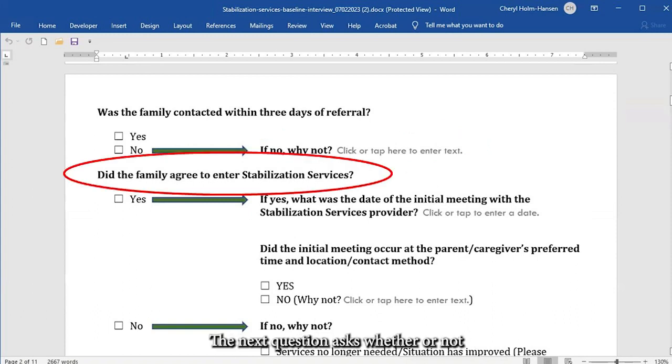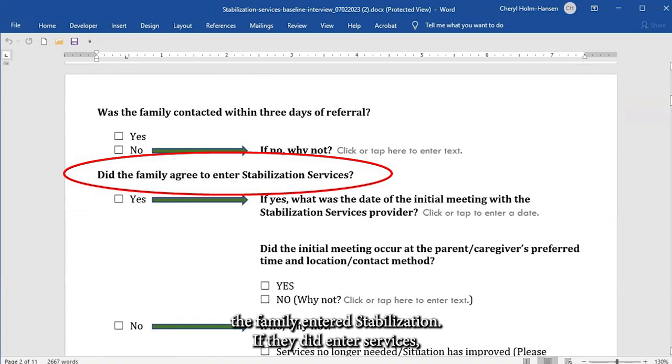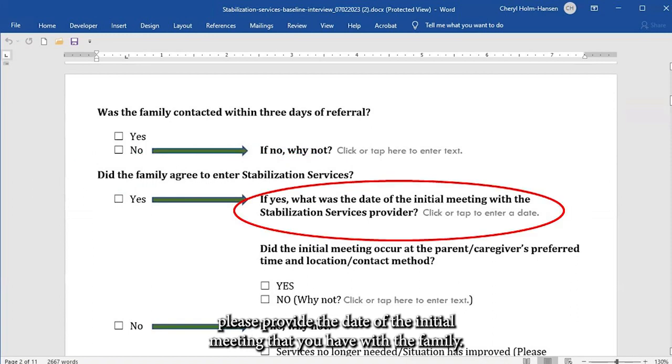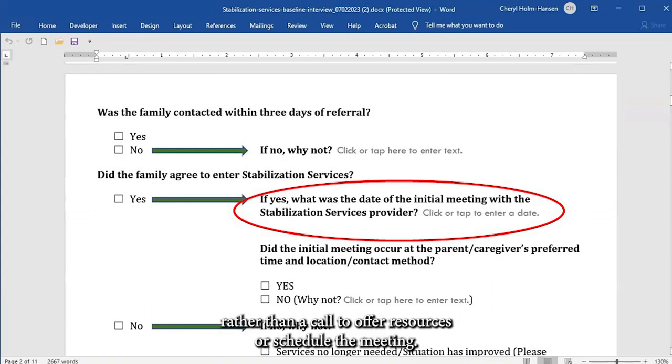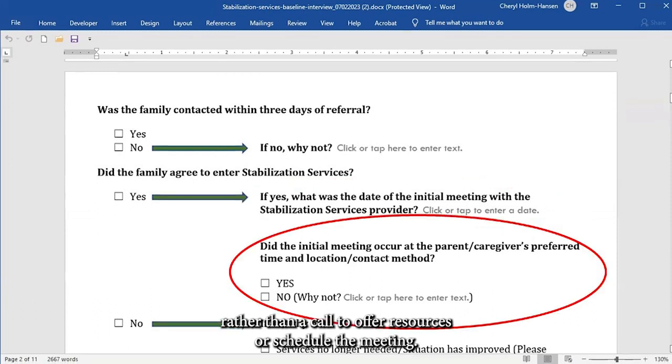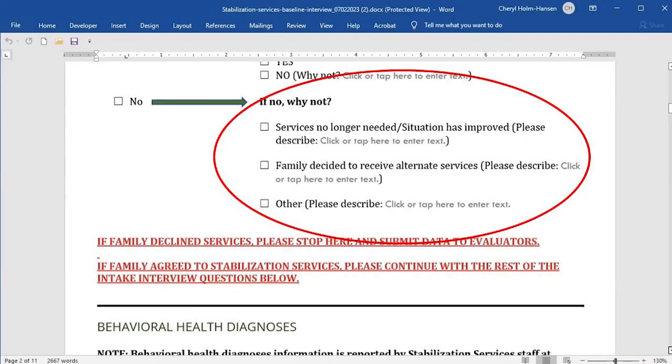The next question asks whether or not the family entered stabilization. If they did enter services, please provide the date of the initial meeting that you have with the family. This means the actual face-to-face meeting, rather than a call to offer resources or schedule the meeting. We would also like to know if this meeting happens at the family's preferred time and location, and if not, why not? If the family does not enroll in services, please provide the reason here.